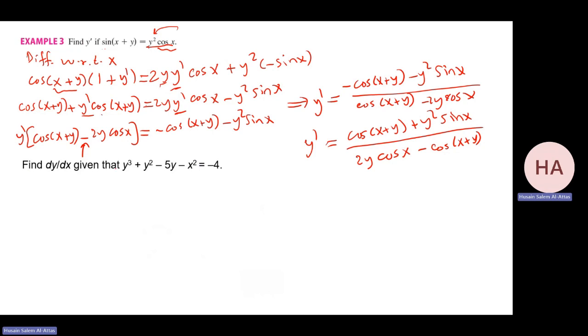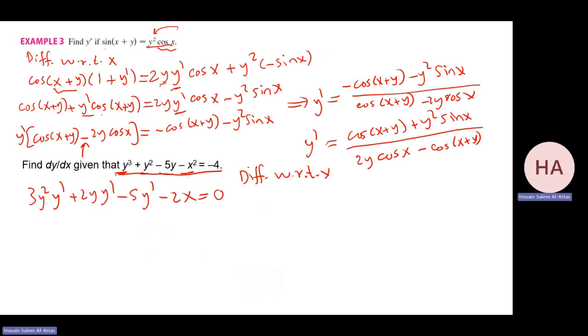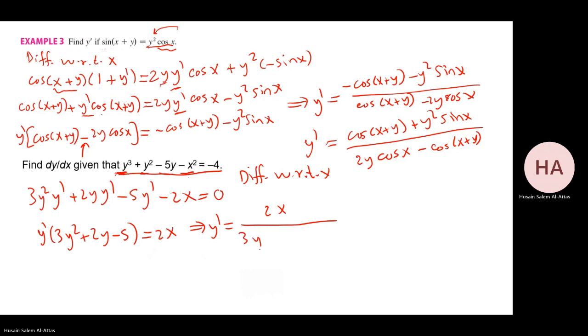Now, let's do one more problem also. Basic things. I'm doing the basic things to be sure things are going fine. What is y cubed? I have 3y squared, y prime. What is y squared? 2y, y prime. What is 5y minus 5, y prime? This is minus 2x, because I'm differentiating with respect to x. What's the derivative of minus 4? 0. Now the terms with y prime: 3y squared plus 2y minus 5 equals 2x. So what's y prime? 2x over 3y squared plus 2y minus 5. That's it.